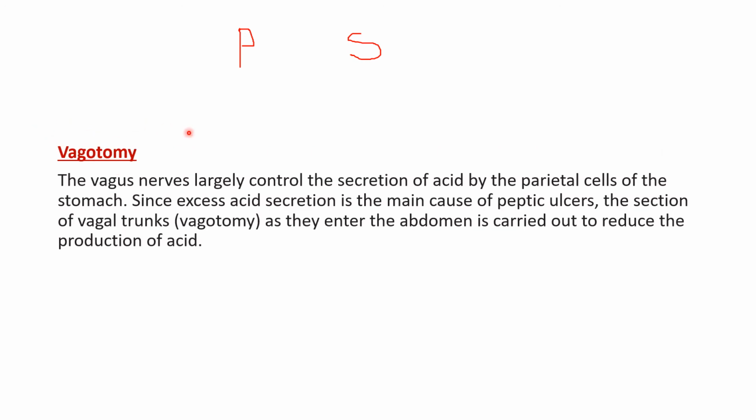Vagotomy. Vagotomy is a type of surgery that removes all or part of the vagal trunk. As you remember, we said that the stomach is innervated by parasympathetic and sympathetic nerves. The parasympathetic originates from the vagus nerve, and we said that the parasympathetic is responsible for the secretomotor action. So the vagus nerve largely controls the secretion of acid by parietal cells. Therefore, vagotomy helps us to prevent excessive secretion of acid, which is the main cause of peptic ulcers.